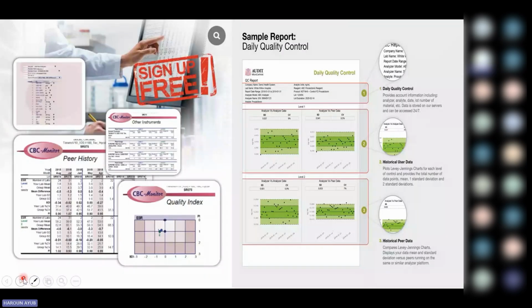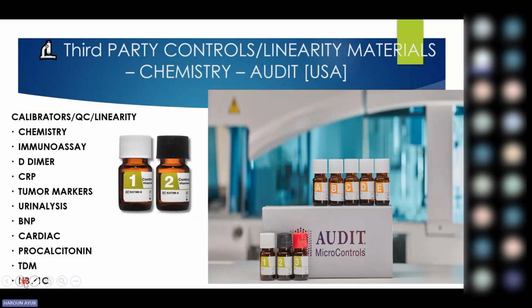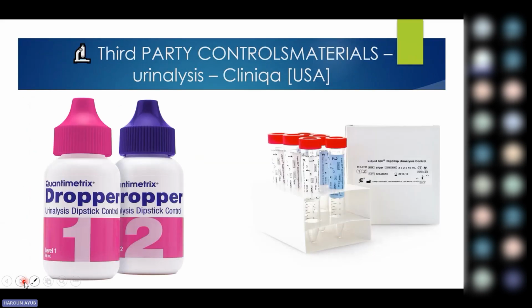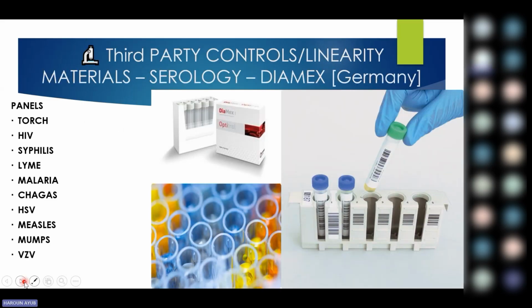This is third-party QCs with the software that you can get for third-party QC monitoring. So you can get LJ checks, and you also get peer comparisons. Third-party QCs span a wide range of equipment listed there: hematology, chemistry, immunoassay, D-dimer, cardiac, TDM, urinalysis, molecular, serology.